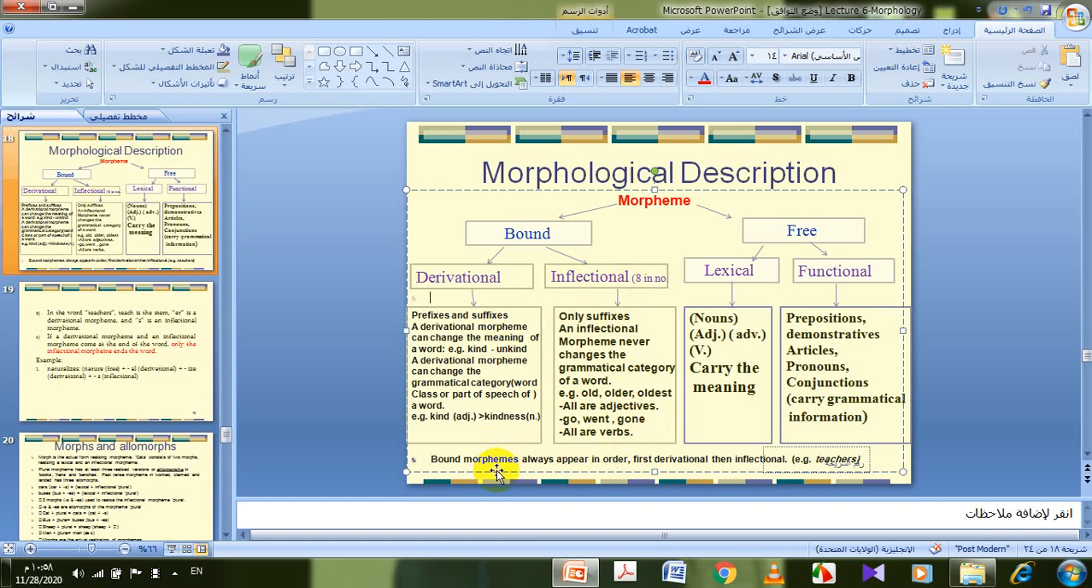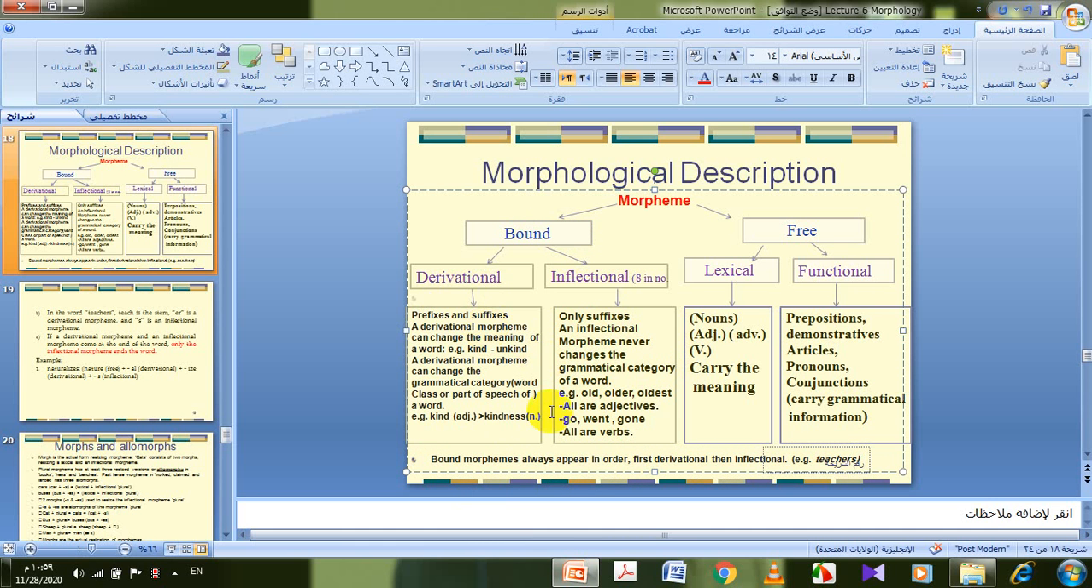Of course, we have already discussed this idea. Bound morphemes always appear in order. First derivational, then inflectional. Like the word teachers. Again, bound morphemes always appear in order. Yes, they are not haphazard.